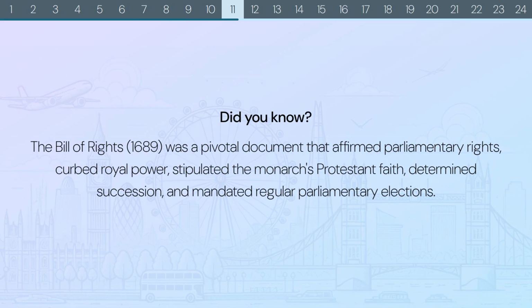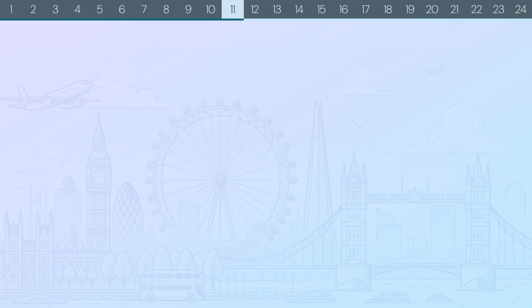Did you know the Bill of Rights 1689 was a pivotal document that affirmed parliamentary rights, curbed royal power, stipulated the monarch's Protestant faith, determined succession, and mandated regular parliamentary elections?